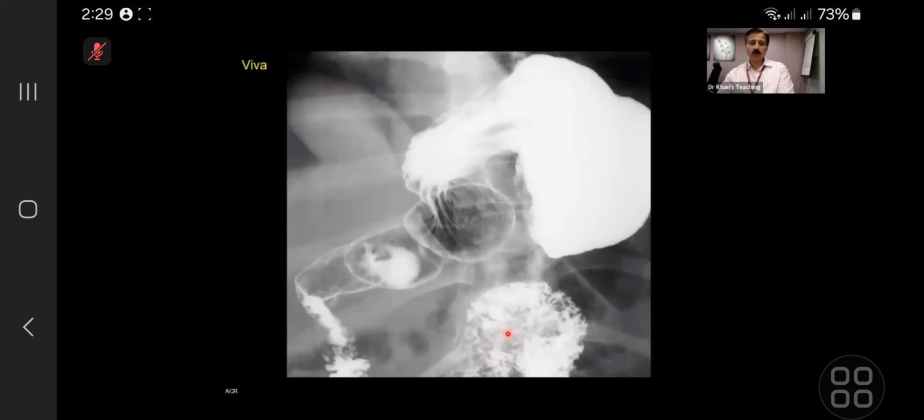Okay, candidate 4. This is a barium meal examination. What is your finding?